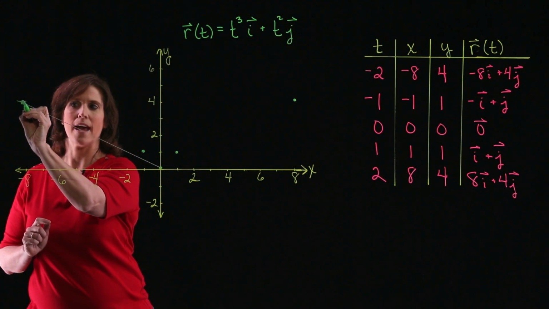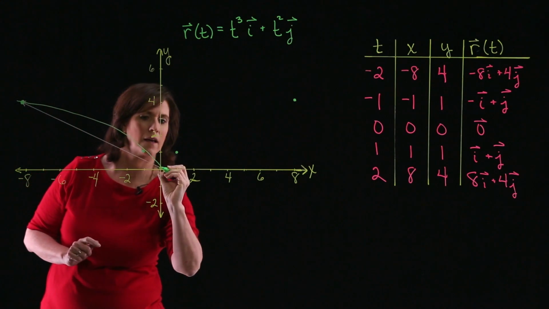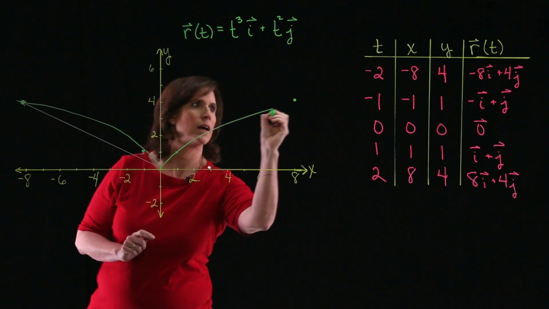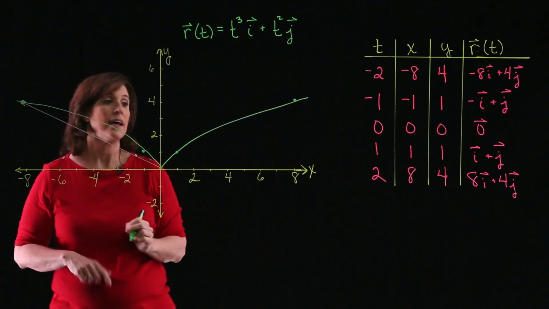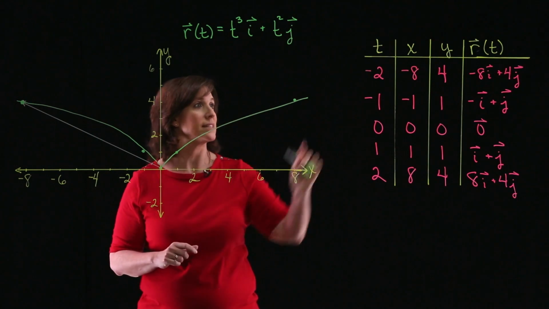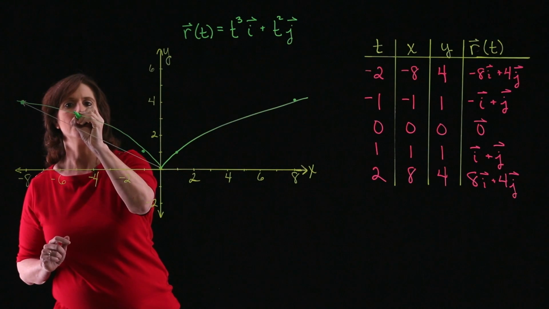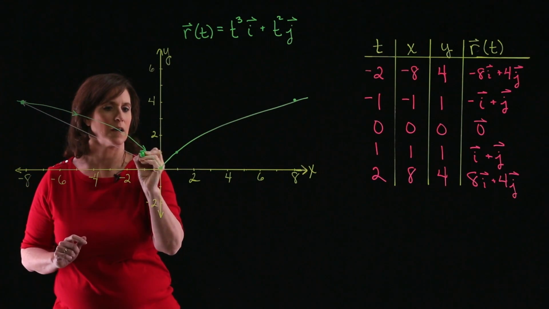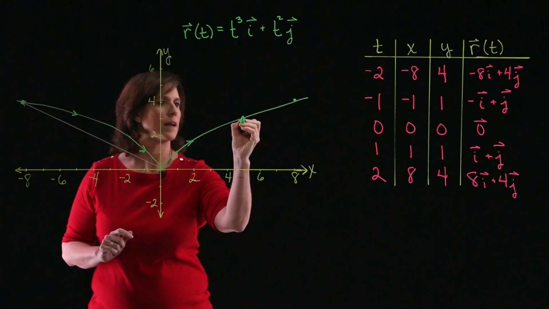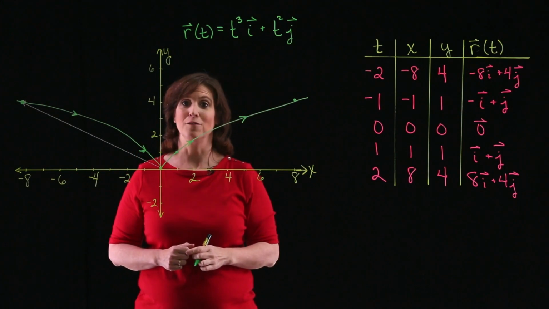So my graph is going to end up looking something like that. Now, not only do I have the shape of the graph, but I know what the orientation is, because as t gets larger, I know that my graph is moving in this direction. And now I have the planar curve for my vector valued function.